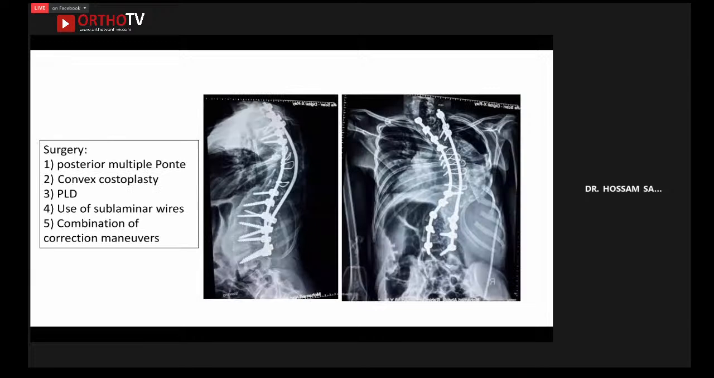And this is after doing posterior multiple Ponte osteotomies, convex costoplasty, posterolateral discectomies, use of different ankle spherical screws, sublaminar wires, and a combination of inside-to-bending rod rotation maneuver.